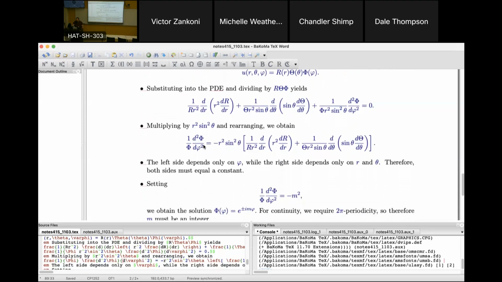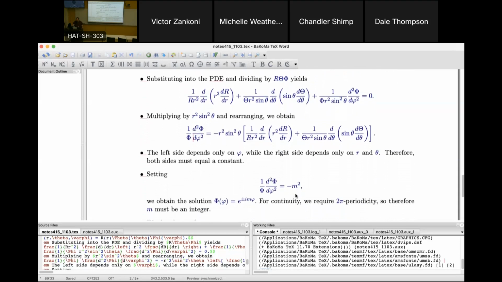So I'll take the left side and set that equal to this constant, minus m squared. And so this ODE has this solution, e to the plus or minus i m phi. The reason why I use a minus sign here, I could have put any constant here, but since this corresponds to the azimuthal angle. I'm now going to mangle this word, the azimuthal angle. I think we can see why I don't like words. Okay.